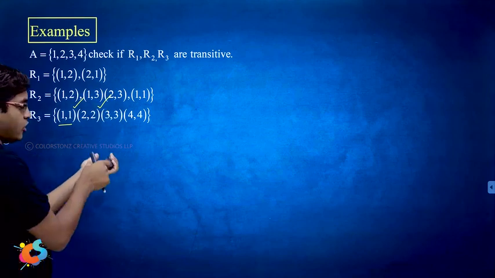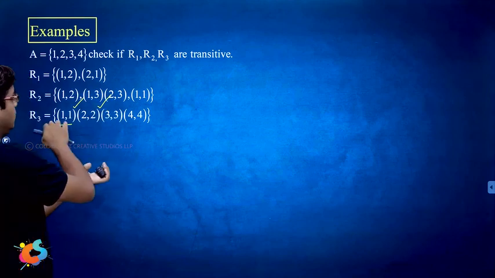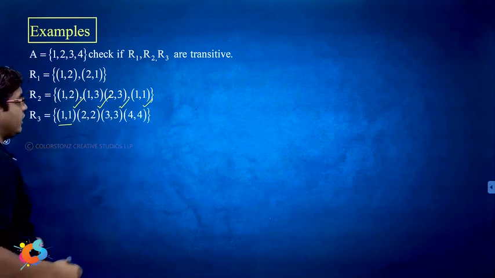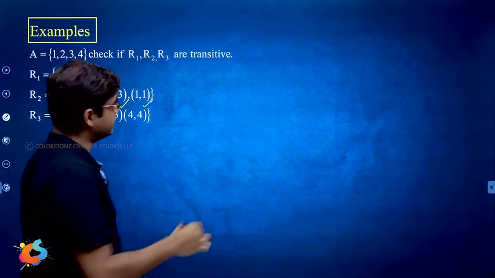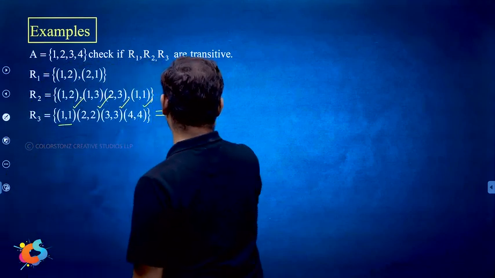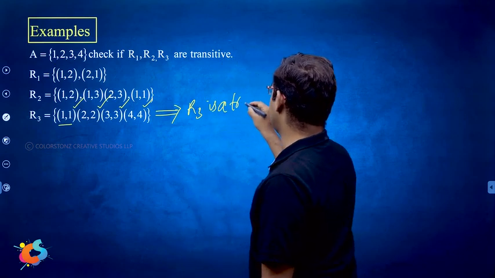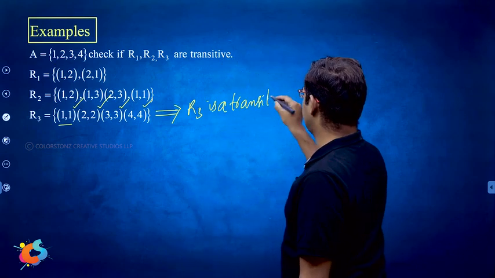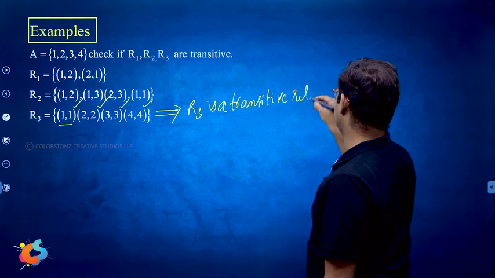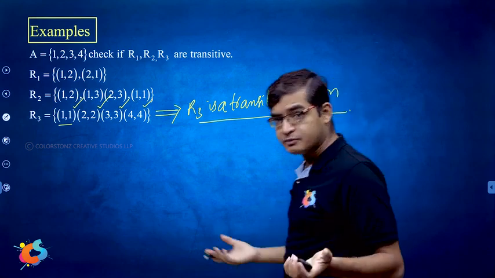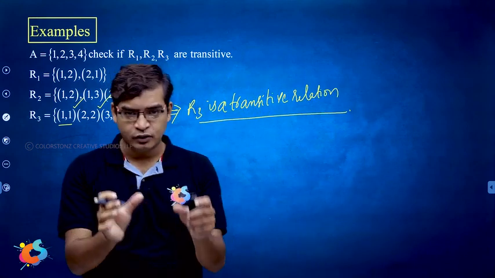Okay. Next, is there any other ordered pair starting with 3? No. So therefore, put a tick mark. No checking is needed. Here also tick mark. So because you got all tick marks, it implies R3 is a transitive relation. Okay. I am sure you would have understood what is the rule.